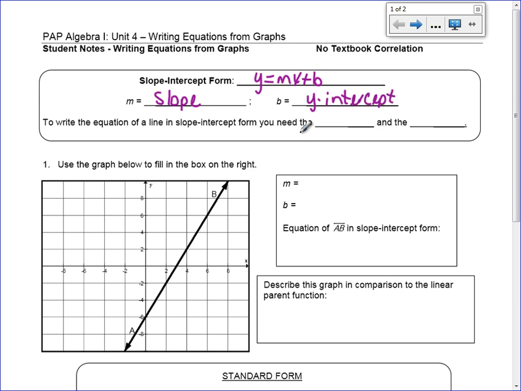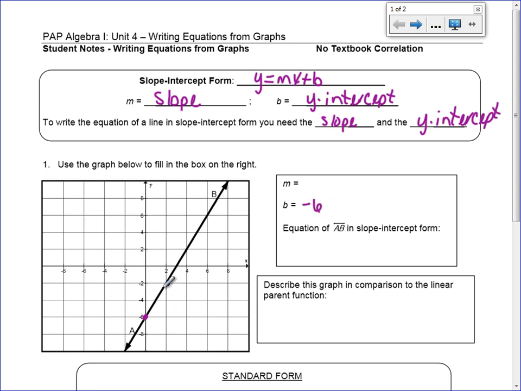And so to write an equation in slope-intercept form, you need both the slope and the y-intercept. You have to know both of those things. So for number one here, I've got a graph. We're going to fill in this box with the slope and the y-intercept, and then we're going to just write the equation. We're going to find the y-intercept first because it's the easy one to find. It crosses the y-axis right here at -6.